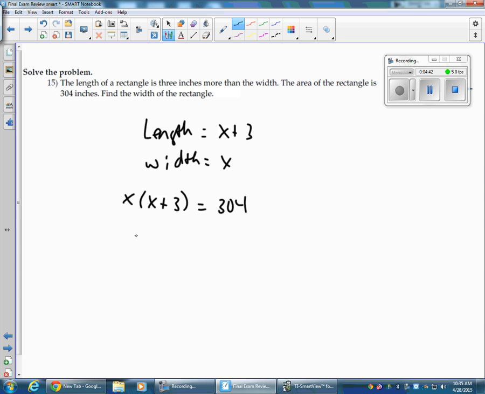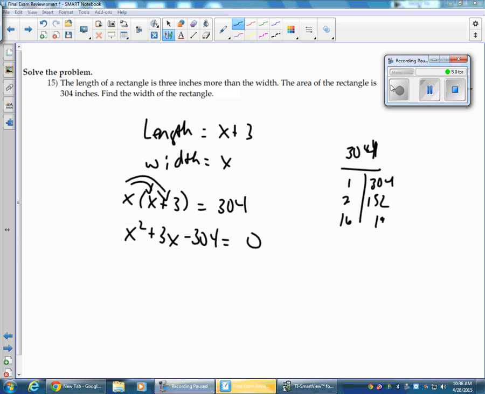So now I just have to solve this. x squared plus 3x, that's what I get by multiplying x times x and x times 3. I'm going to subtract 304, equals 0. And then what I'm going to do is try to find factors that can factor. Let me see.